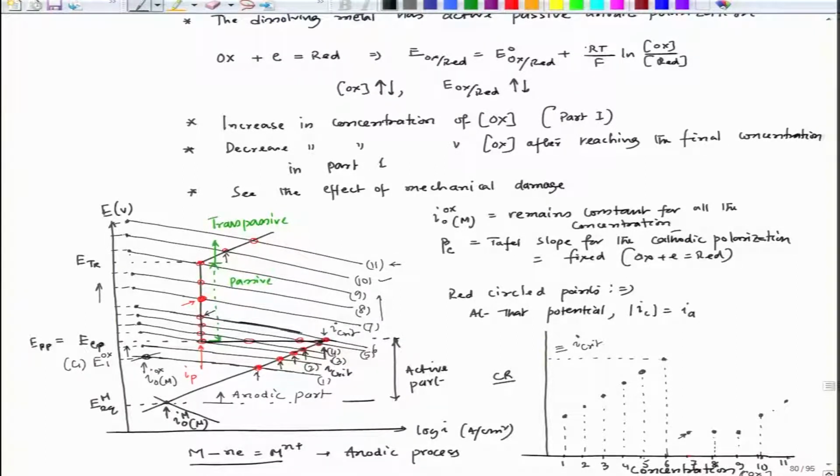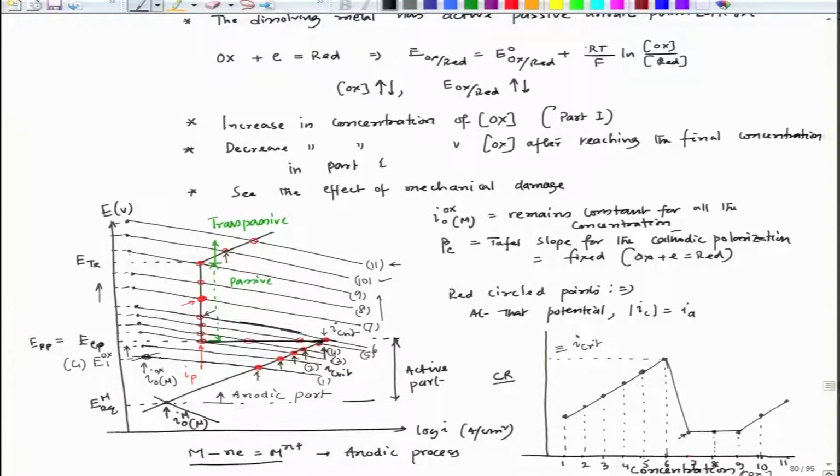So, what will be the plot nature? As we increase the concentration from C1 to C11, this will be the plot nature.